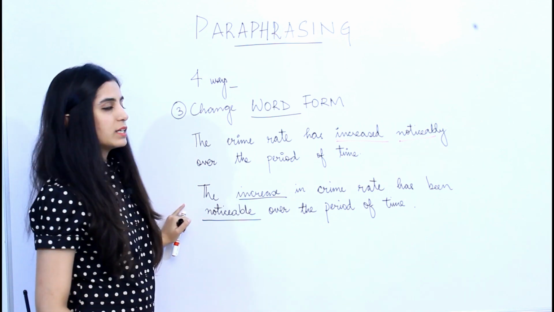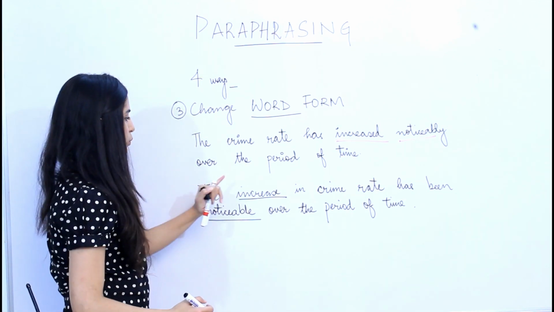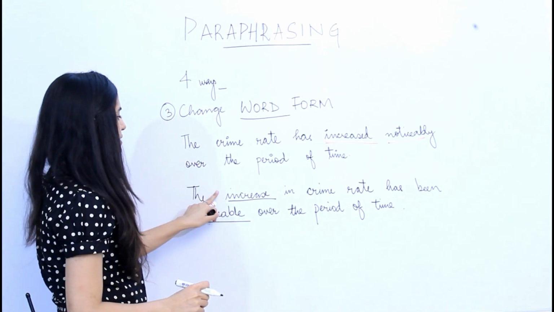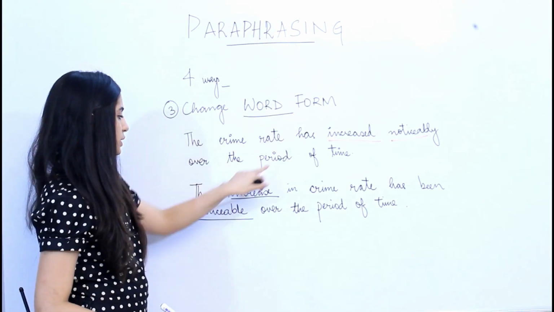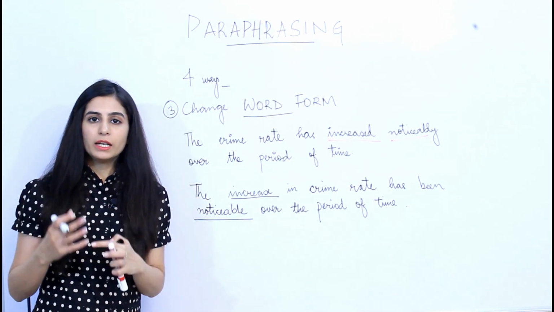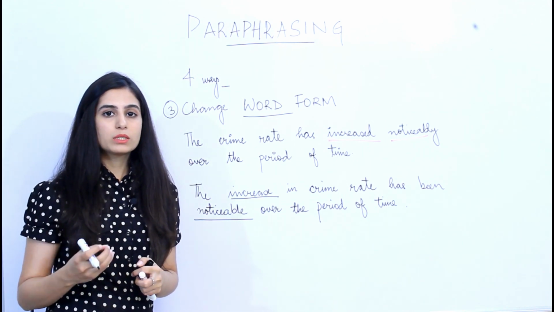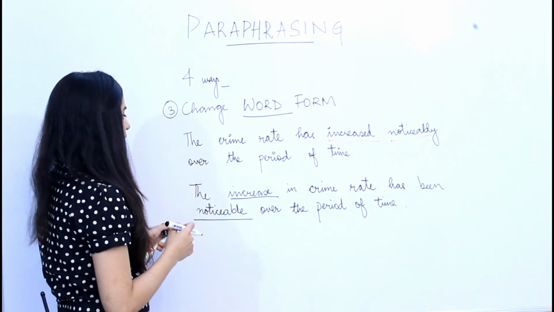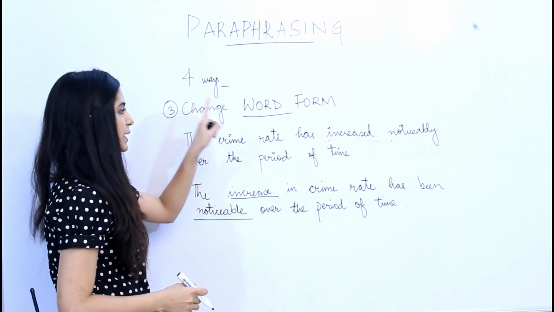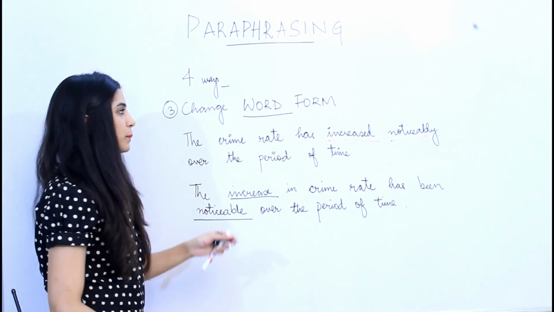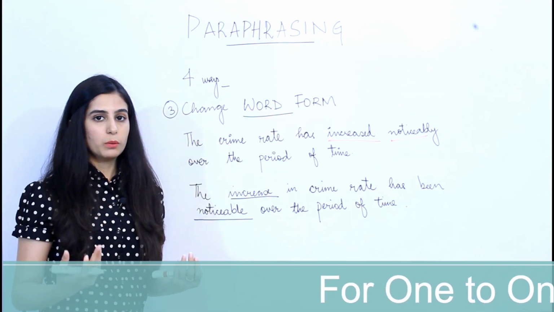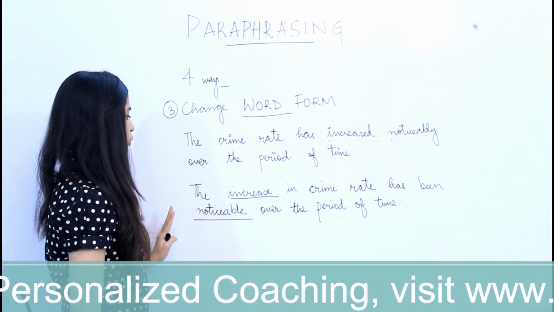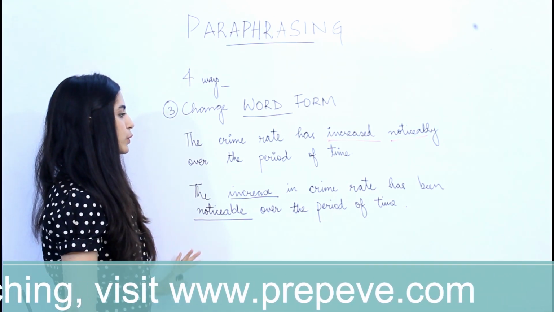The meaning of the sentence remains the same. The words have been changed. Basically, the word is the same, but the form of the word has been changed. So earlier, we used to change the word by using synonyms, keeping the meaning intact. But in this case, we have kept the same core word, but changed its form. So you have changed increased to increase and noticeably to noticeable, right? So this is how you can do it.